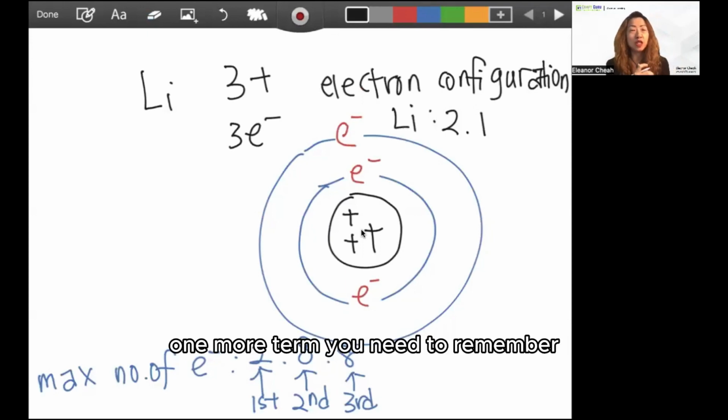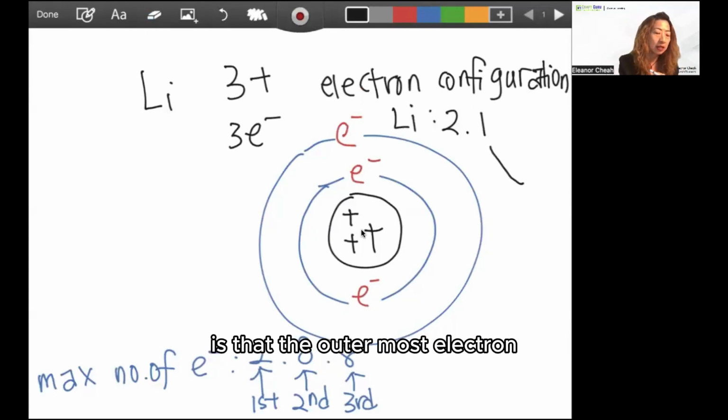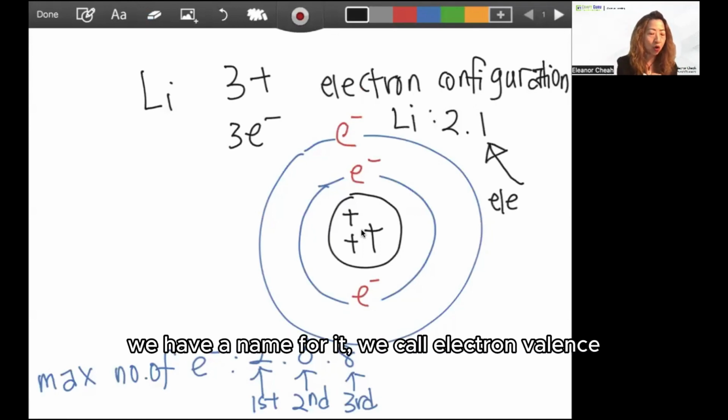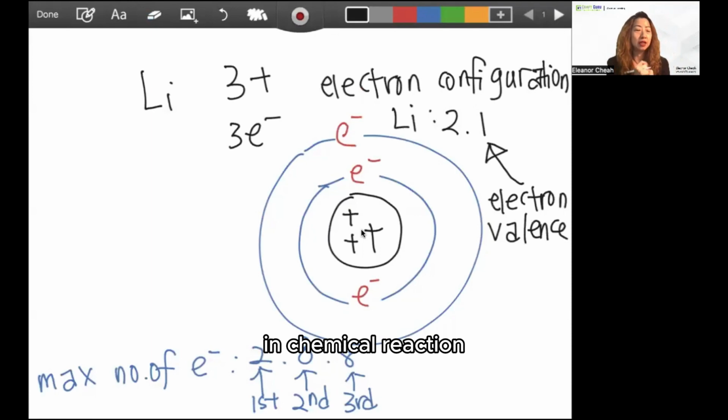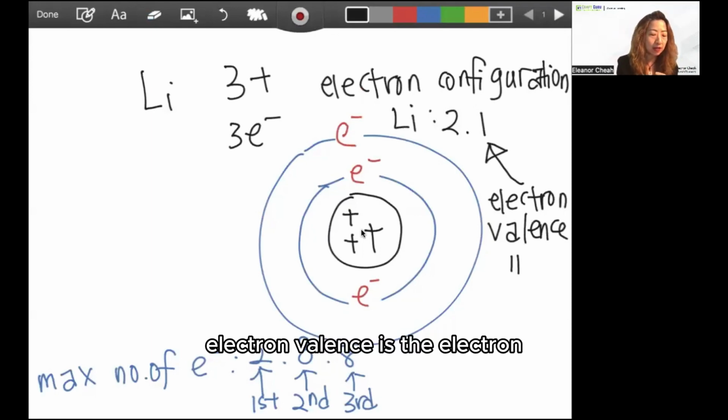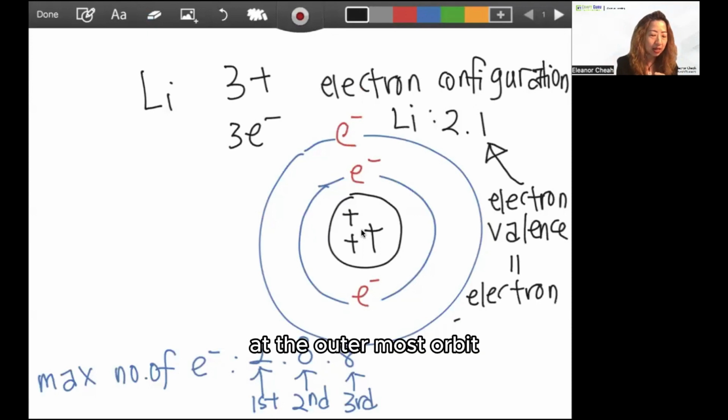One more term you need to remember is that the outermost electron, we have a name for it. We call it the valence electron. Particularly, this electron is the one involved in chemical reaction. So the valence electron is the electron at the outermost orbit.